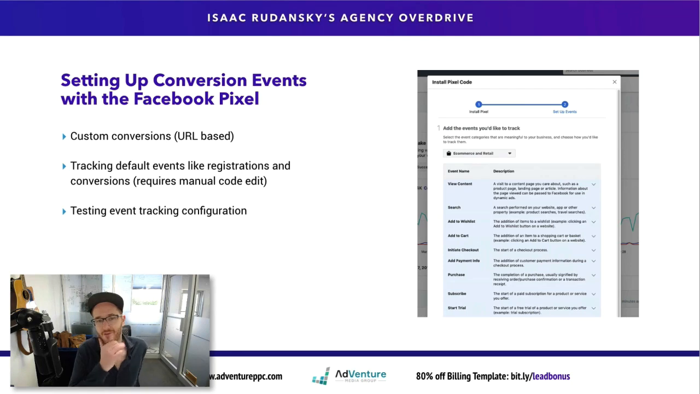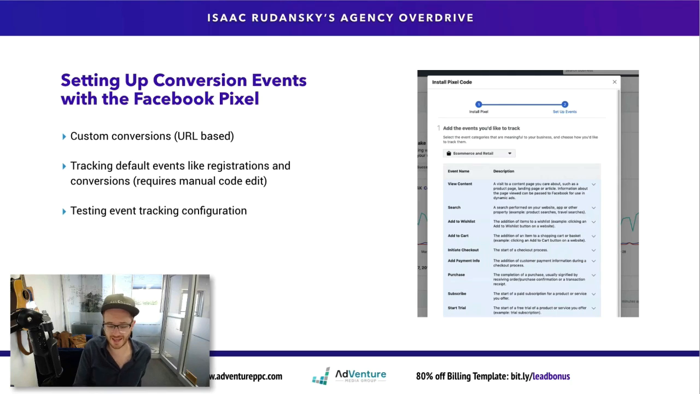Now, I would say that if you can use Facebook's pre-built events for conversions, and they have a lot of the core ones, like add to cart, initiating a checkout, adding payment info, purchasing, subscribing, starting a trial, you should, because Facebook has a lot of default reporting columns that include their default events, and it's just easier to report on. So that's my own advice: it's better to use Facebook's pre-built events and avoid URL-based conversions if possible for that reason.